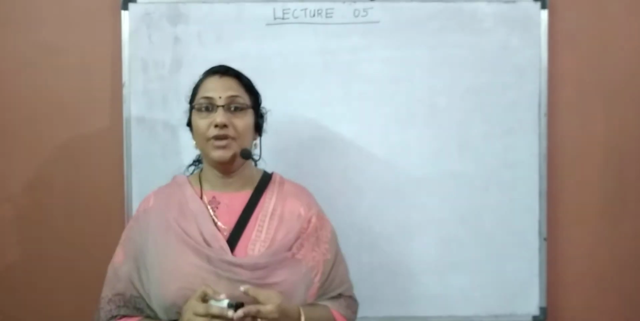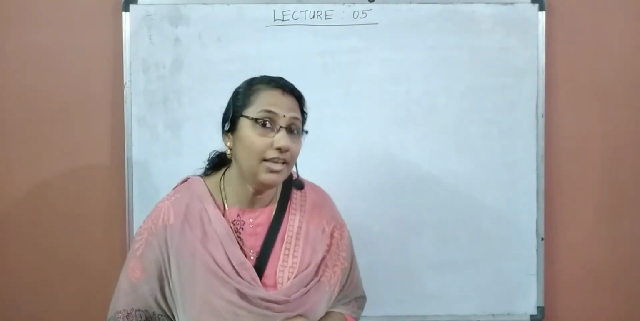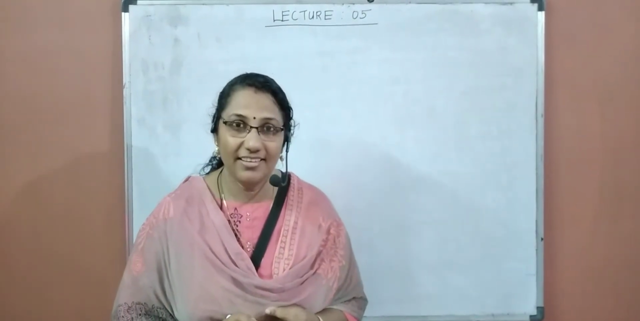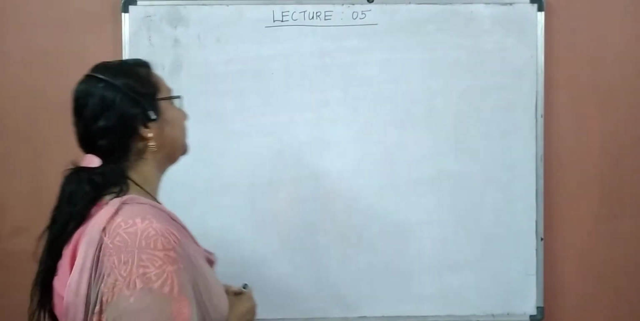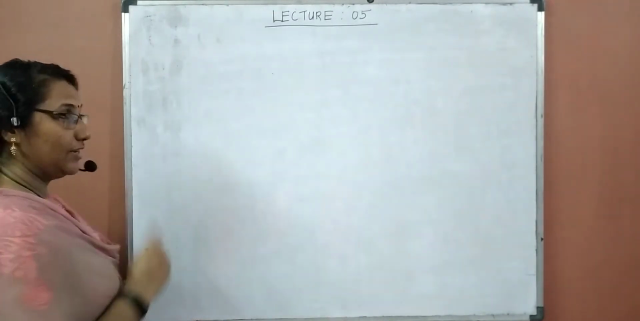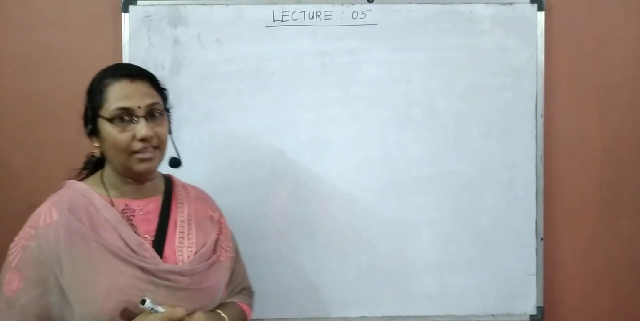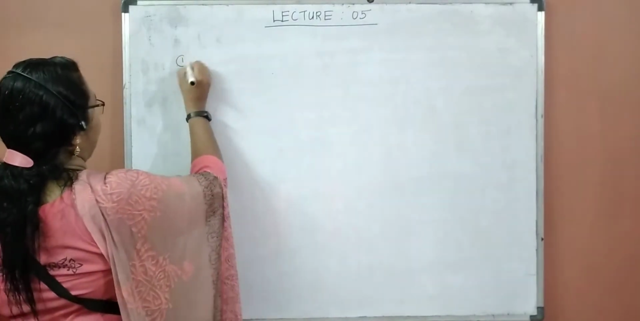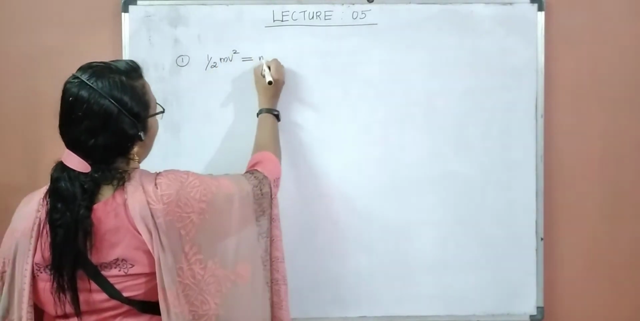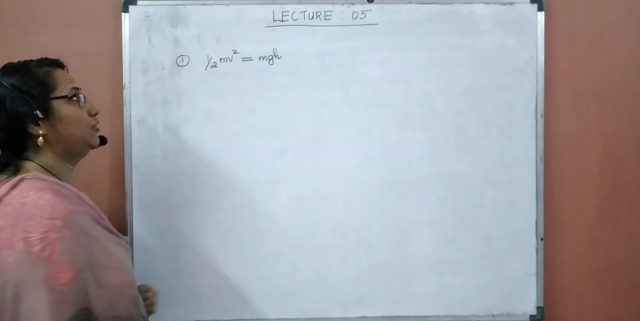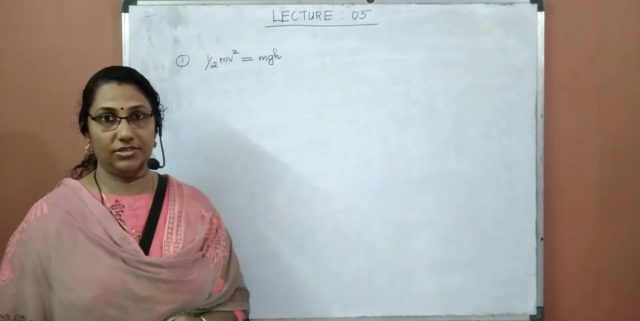Okay, and today we are going to discuss an example from each use once more. So what was the first use? To check the correctness of an equation. The first question: check whether half mv square is equal to mgh. This is the first question.